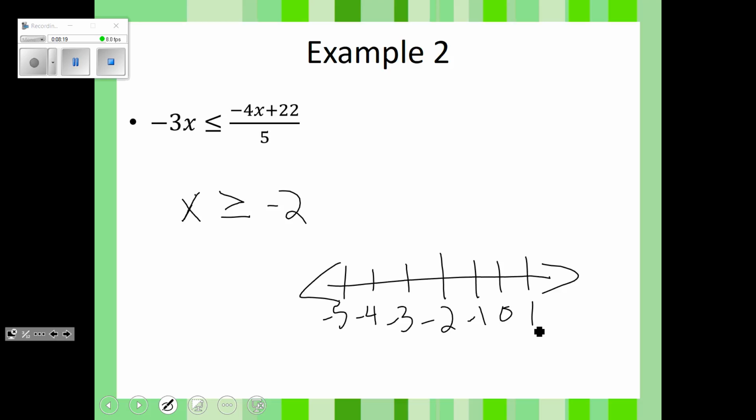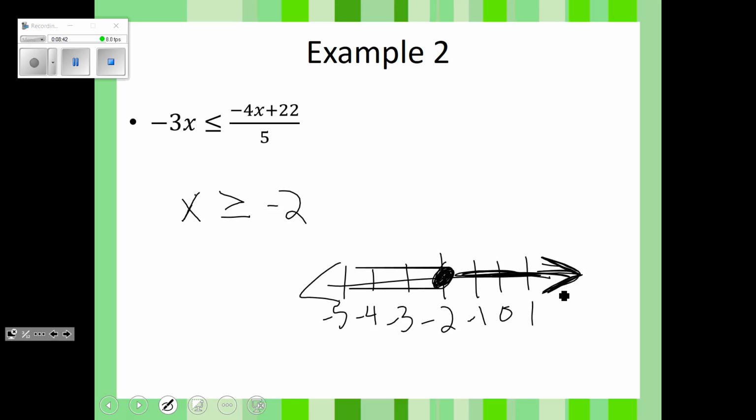All right, open circle, closed circle on negative 2. Closed, always read from the variable. X is greater, and I still think alligator eats the bigger one. X is greater than negative 2, so which way would I shade? Very good, to the right.